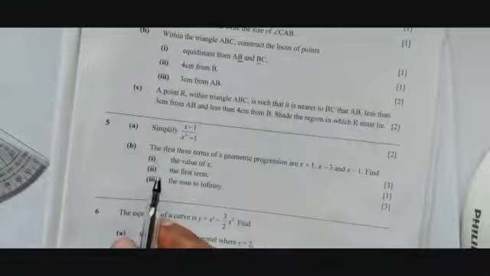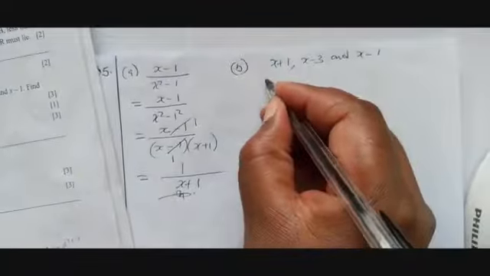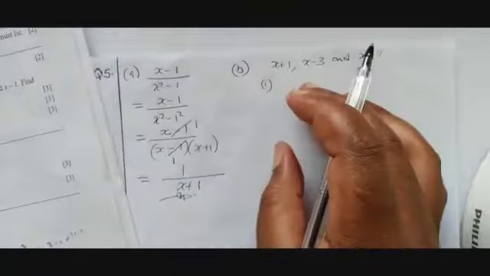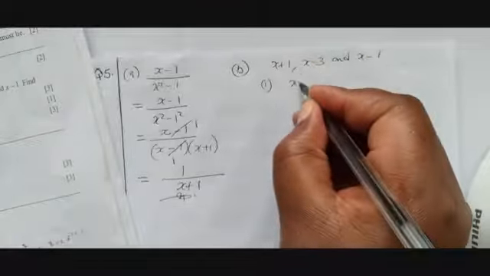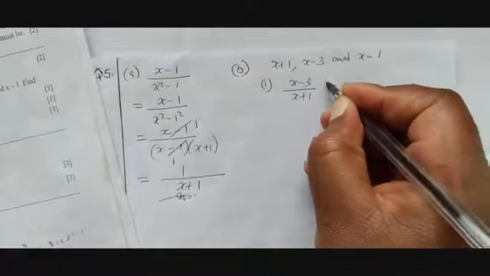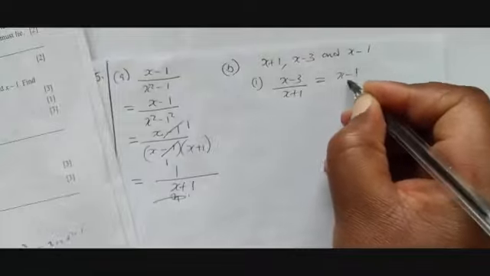Roman numeral 1. Let's find the value of x. So to find the value of x, we apply the concept of common ratio. How do we get the common ratio here? We say x minus 3 over x plus 1 should be equal to x minus 1 divided by x minus 3.